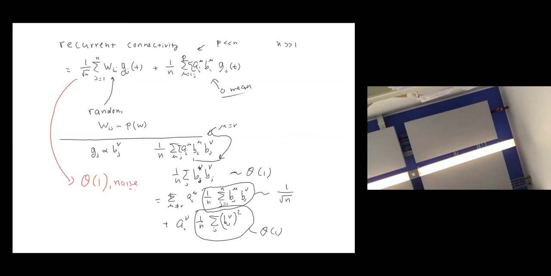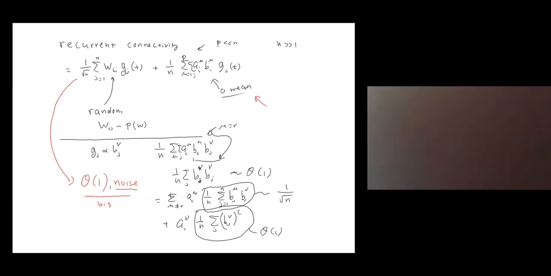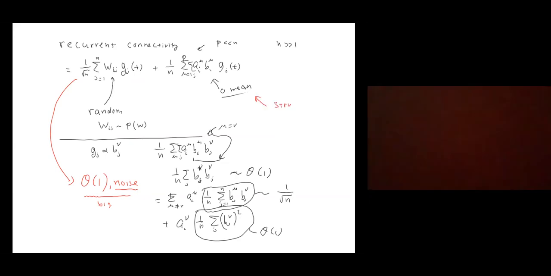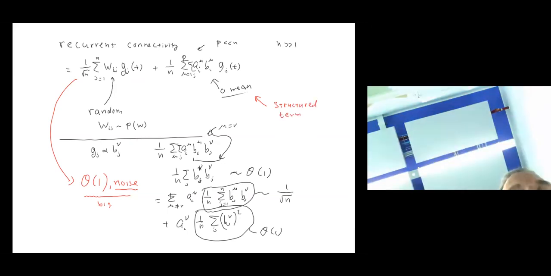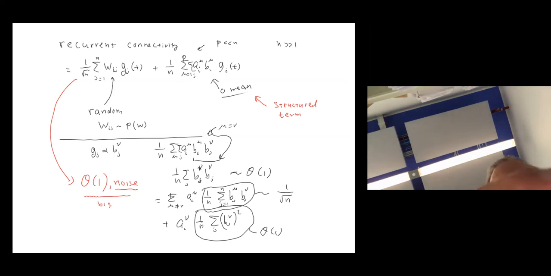So it's kind of interesting. If you have random connectivity, which the brain apparently has, it's basically always going to be kind of big, assuming that W is zero mean. We'll get to the non-zero mean case in a while. And it interacts with, this is a structure term. This is a part of the connectivity that actually does something useful. And that structured part is going to interact strongly with the noise.